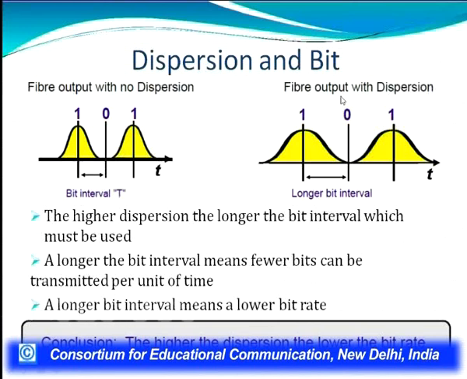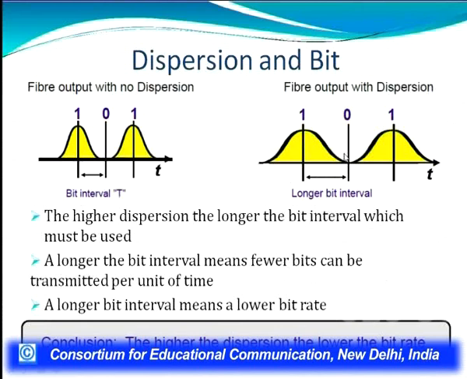Now see here the fiber output with the dispersion. We see a longer bit interval; here we have a shorter bit interval, but here the longer bit interval. Now see that this signal is broadened for the one, and for another one this is also broadened, and these are also separated by the 0 bit. The higher the dispersion, the longer the bit interval which must be used.